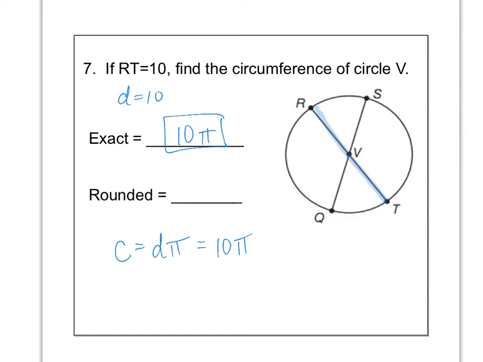And if you're doing it correctly, you should get 31.4. And that would be rounded off because whatever was on your calculator screen, you rounded that off.